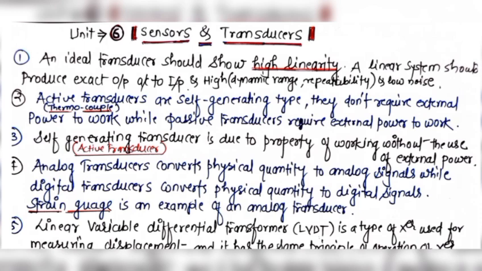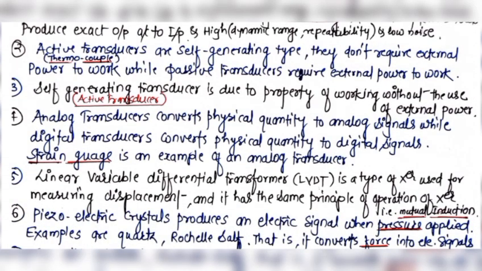Active transducers, for example the thermocouple, are self-generating type. They don't require external power to work, while passive transducers require external power to work, like the LVDT. Self-generating transducers, that is active transducers, have the property of working without the use of external power. An analog transducer converts a physical quantity to an analog quantity, while a digital transducer converts physical quantities to digital signals.